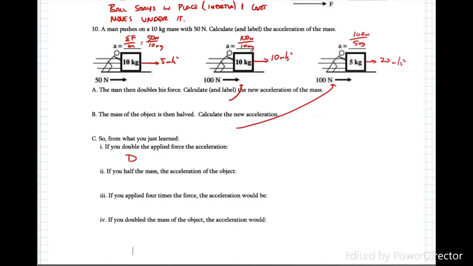So we're going to take that and we're going to come up with some rules. If I double the applied force, acceleration doubles. If I halve the mass, the acceleration doubles. By 4 times the force, I get 4 times the acceleration. If I double the mass of the object, the acceleration would be divided by 2.